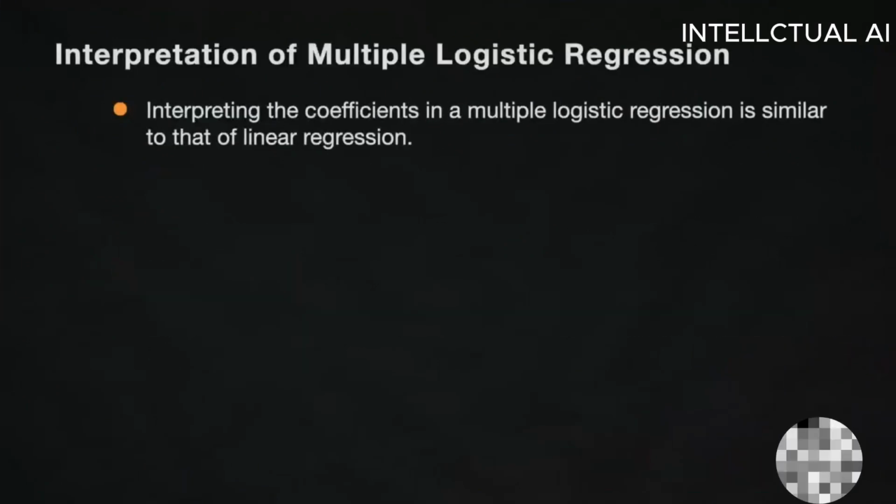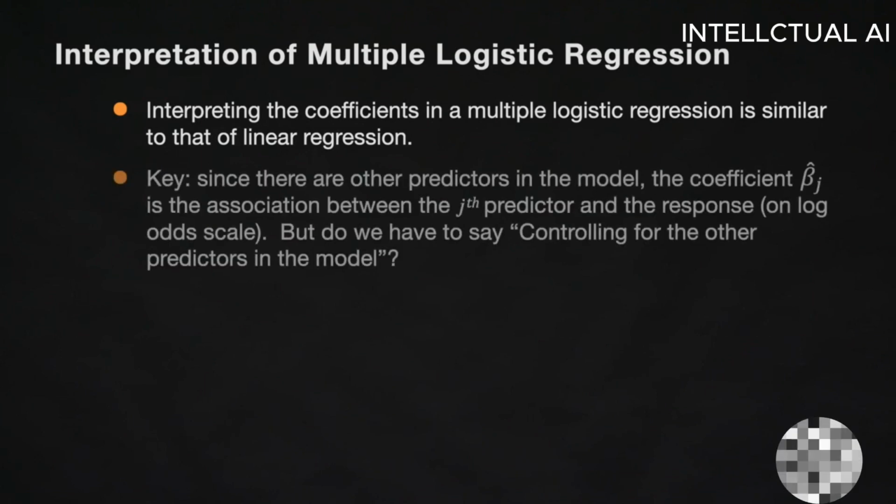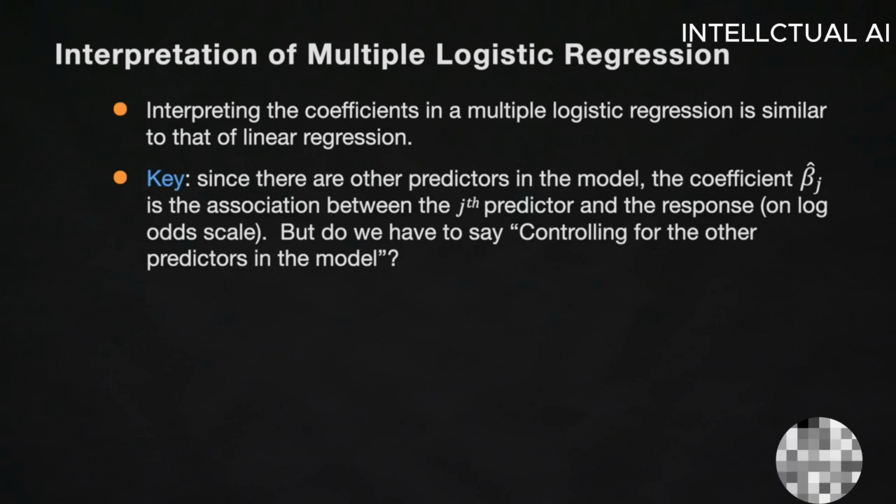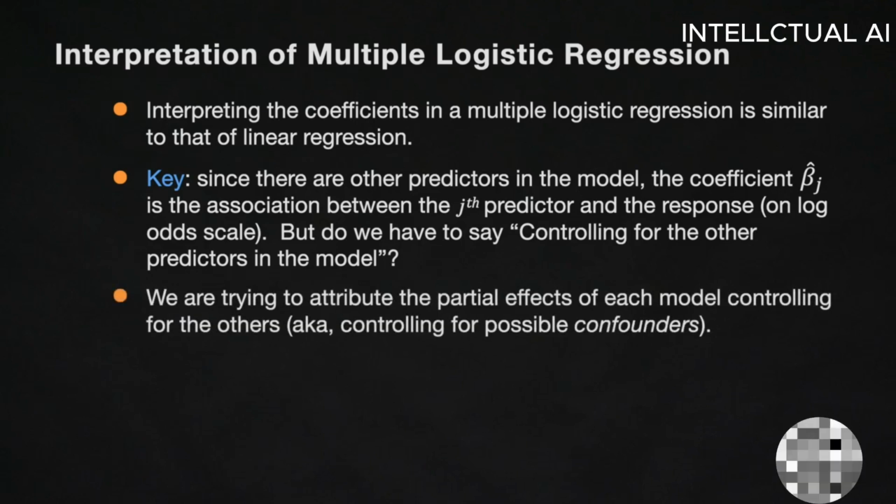The interpretation of the coefficients in multiple logistic regression is similar to that of linear regression. The key here is, since there are other predictors in the model, the coefficient beta j is the association between the jth predictor and the response variable on the log odds scale, but we have to say controlling for the other predictors in the model. So we're trying to attribute the partial effects of each predictor controlling for the others.